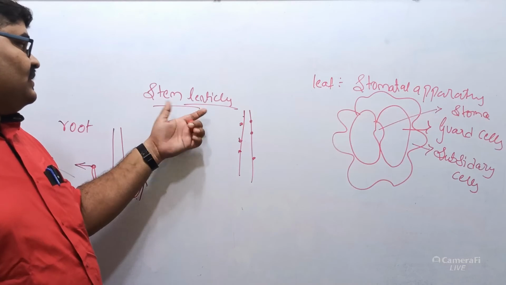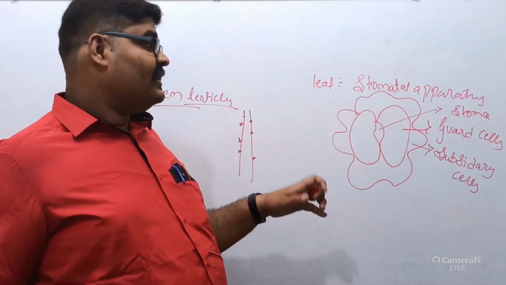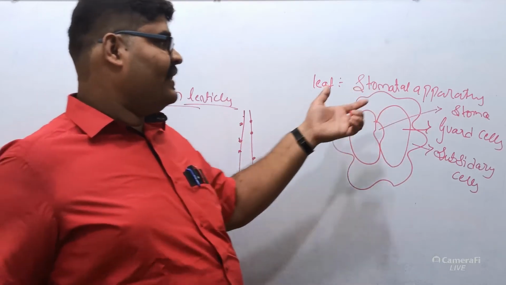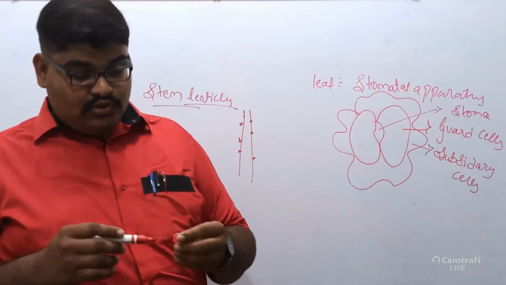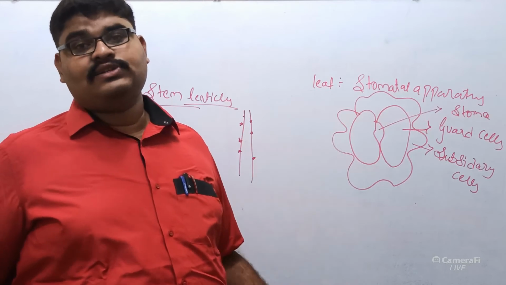Through stem it is by lenticels, and in leaf it is by the guard cells. The guard cell, the stoma and the subsidiary cell together make a stomatal apparatus. Through this, exchange of gases takes place in the plants also.